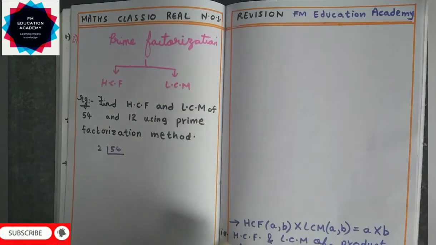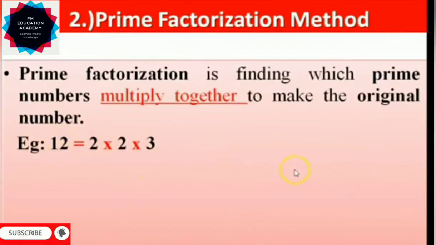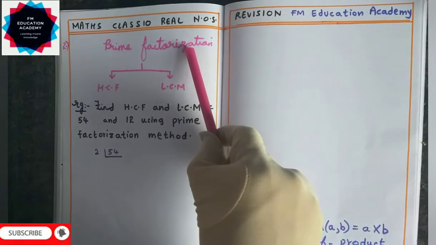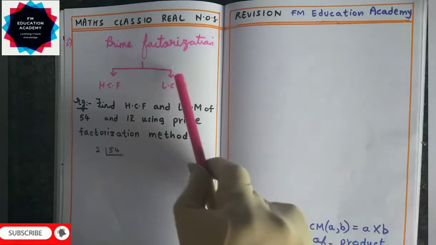Now the next method is prime factorization method. Prime factorization method is a method of finding which prime numbers multiply together to make the original number. For example, 12 is an original number here, and that can be expanded as 2 into 2 into 3. That is, 2 and 3 are prime numbers here. So whenever we can expand the original number as a product of prime numbers, then it is called prime factorization method. Now this prime factorization method is used to find out HCF as well as LCM.